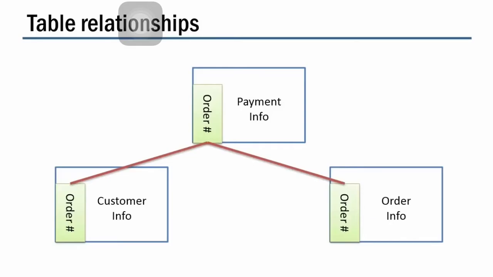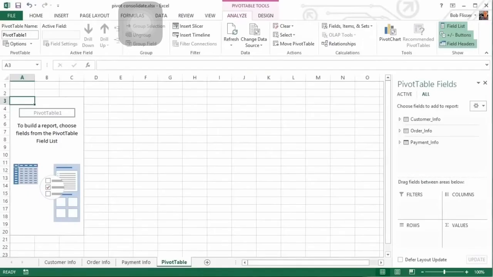When we set up the relationships, we're going to say, all right, the payment info table is related to the customer info table where the order number is the same between each one. And the payment info table is going to be related to the order info table, also where the order number field is the same. There's no reason to relate the customer info table to the order info table because they're related implicitly through the payment info table. So here's how we go and set up those relationships.